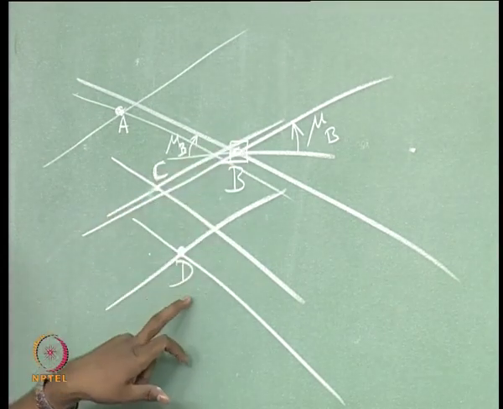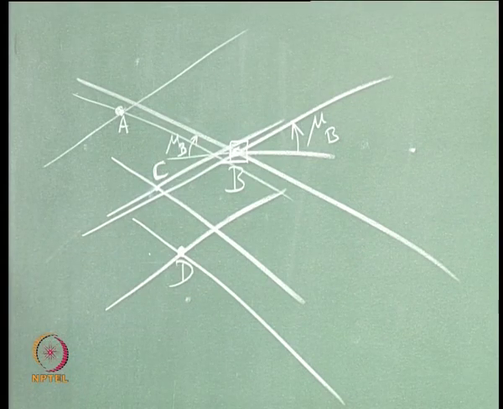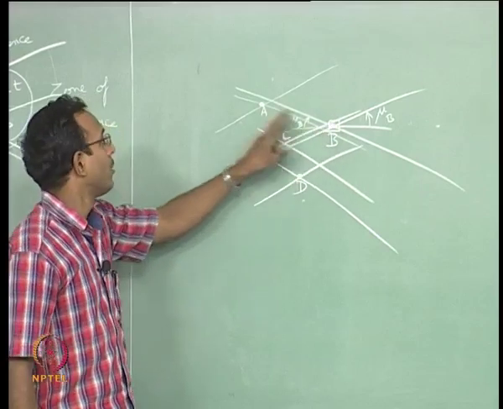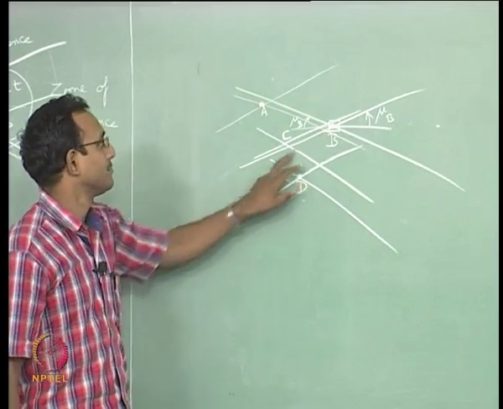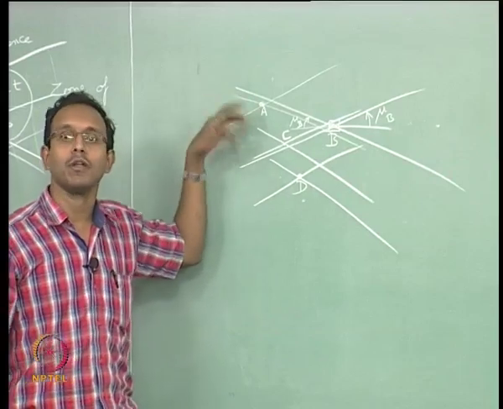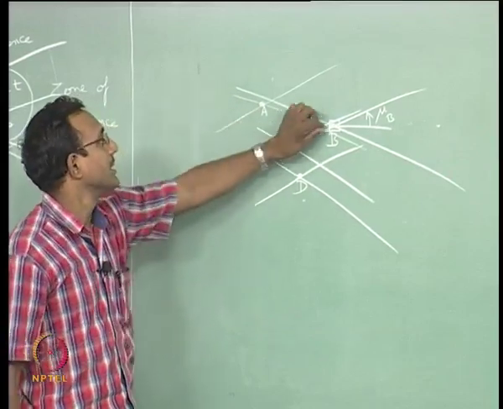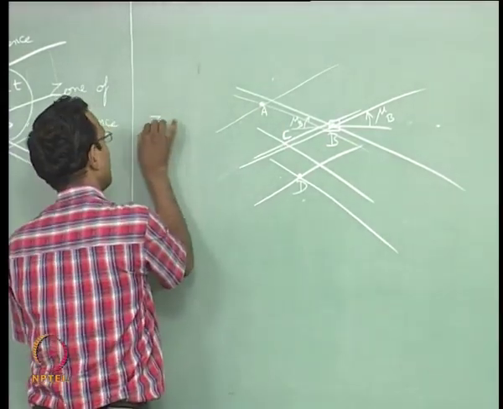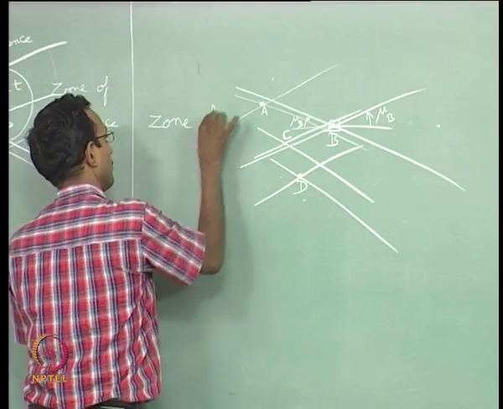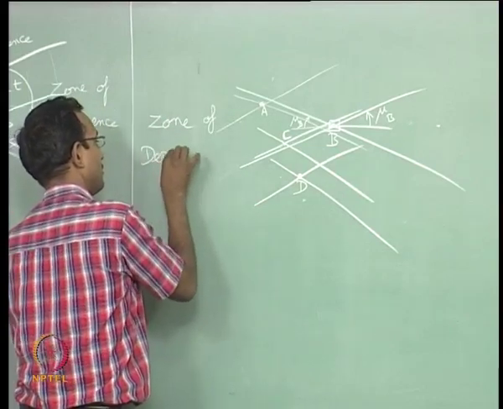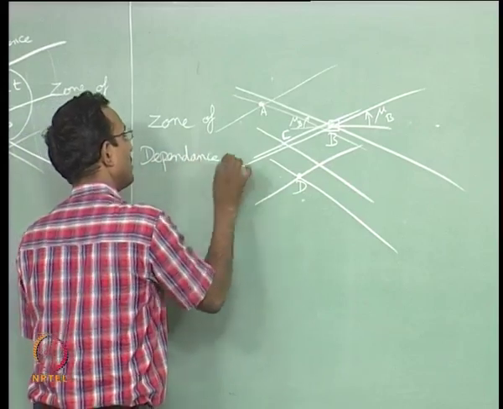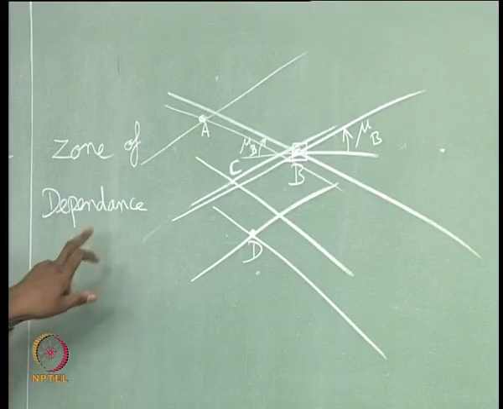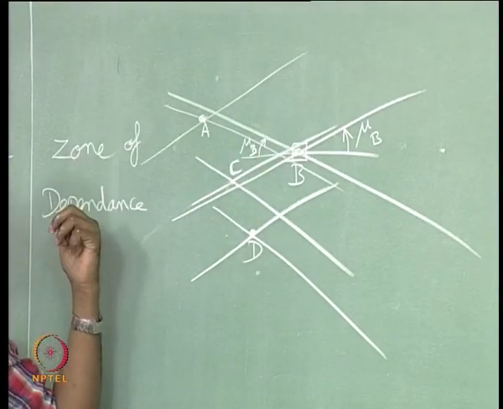If I say that my points are inside this, then it has an effect on B. If it is outside, it does not have effect on B. So I am going to say that the B value here depends on all the points inside this wedge like area. In 3D it is going to be a cone, okay, inside this cone, the upstream cone, which is called the zone of dependence. That is, these are the points that this point B depends on. Okay.